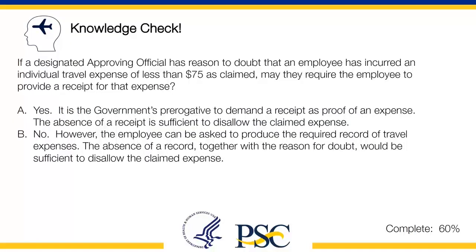If a designated approving official has reason to doubt that an employee has incurred an individual travel expense of less than $75 as claimed, may they require the employee to provide a receipt for that expense? A. Yes. It is the government's prerogative to demand a receipt as proof of an expense. The absence of a receipt is sufficient to disallow the claimed expense. B. No. However, the employee can be asked to produce the required record of travel expenses. The absence of a record, together with the reason for doubt, would be sufficient to disallow the claimed expense. Pause the video, consider your response, and then resume to learn the answer.